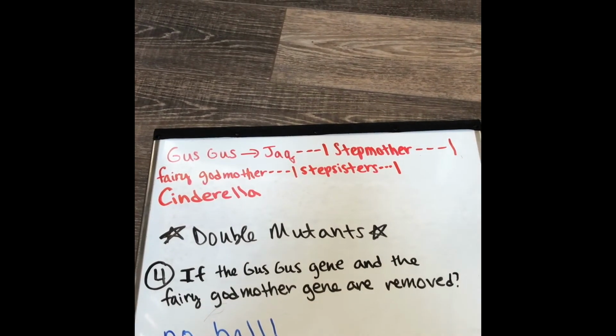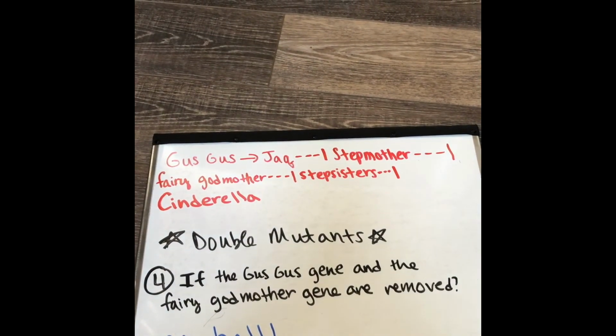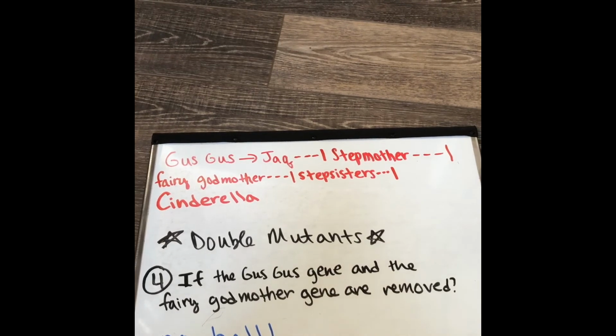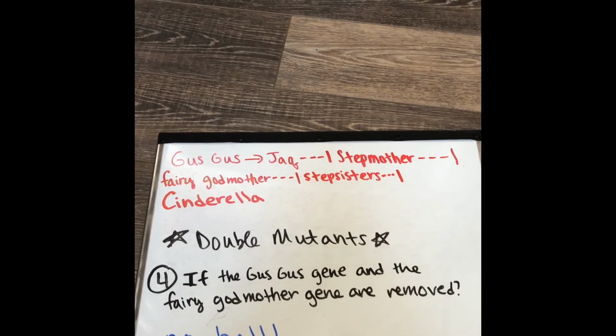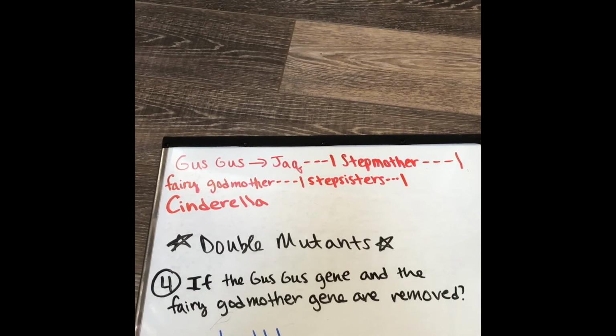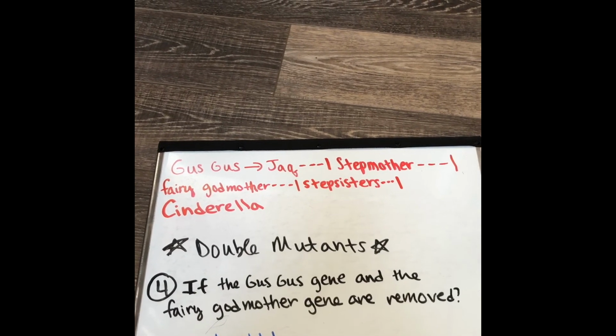The fairy godmother gene is the closest to the Cinderella gene, and if it is removed, it cannot go inhibit the action of the stepsister gene. So the Cinderella gene will never be transcribed and she cannot go to the ball.